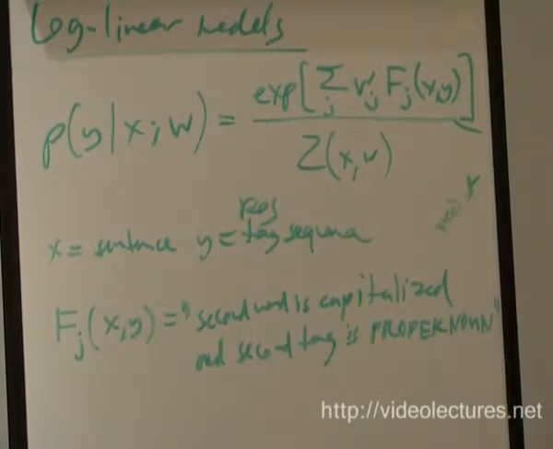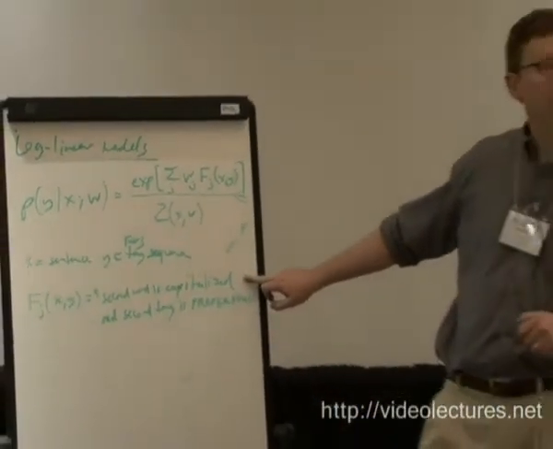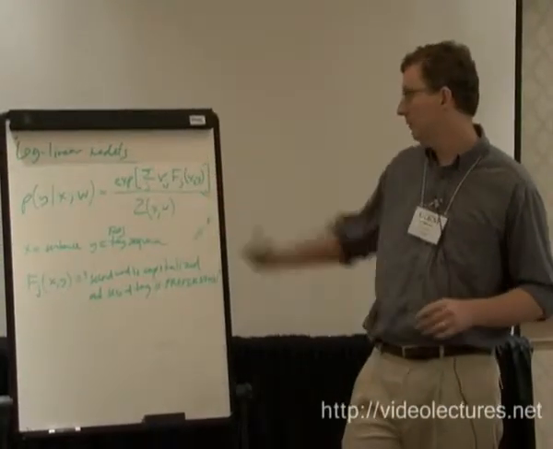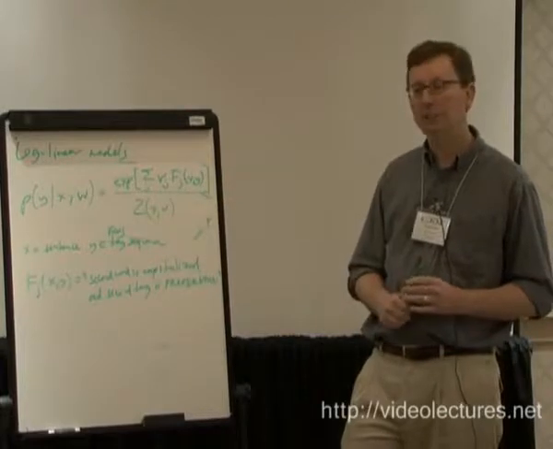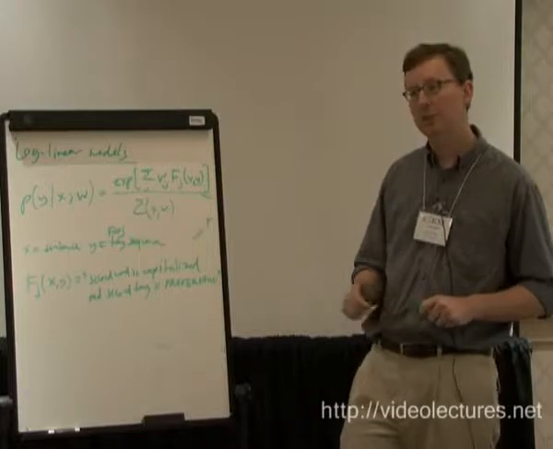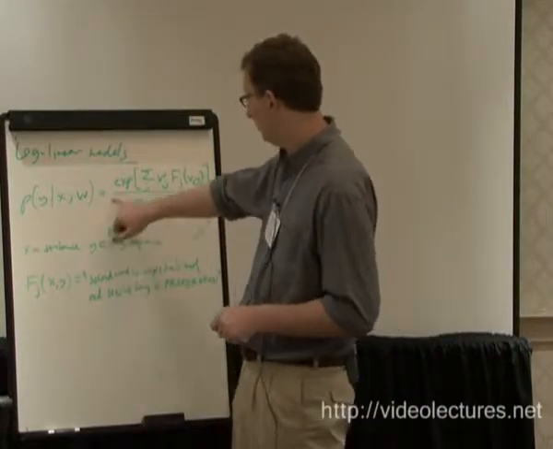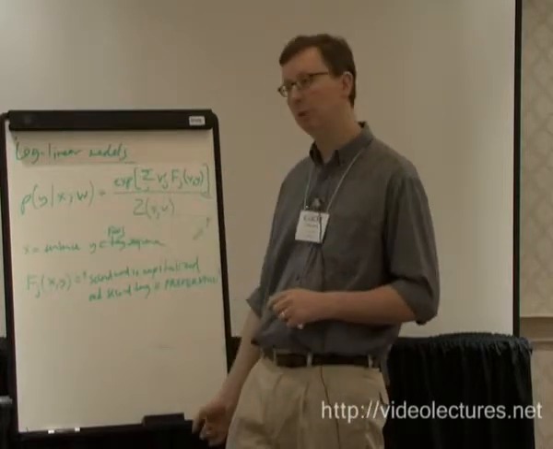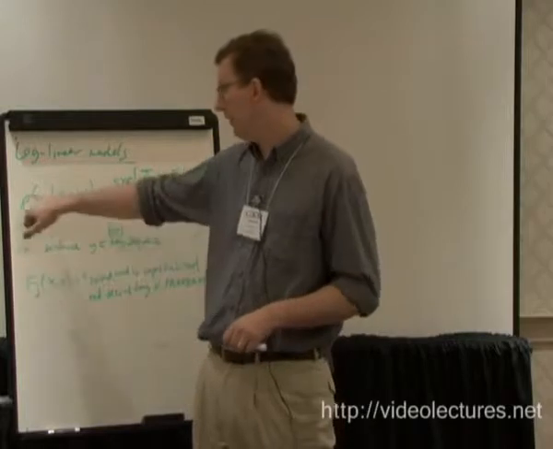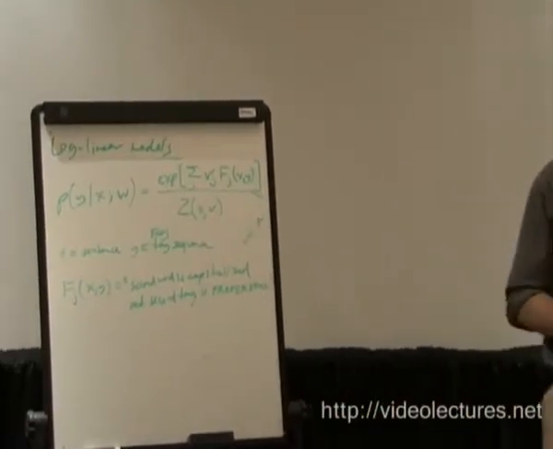And chances are that when we train this model, we're going to find that the weight Wj is large and positive. So what that's going to do is it's going to say that everything else being equal, if this feature function is switched on, then the tag sequence y is more likely.